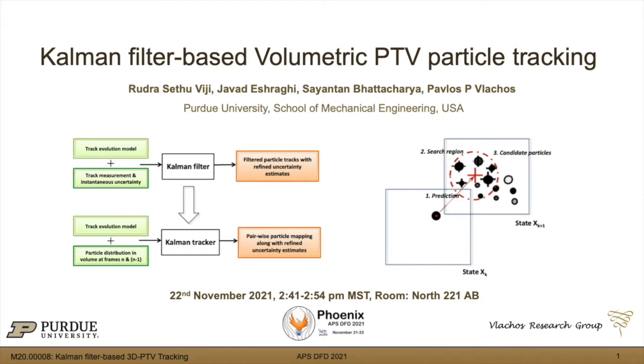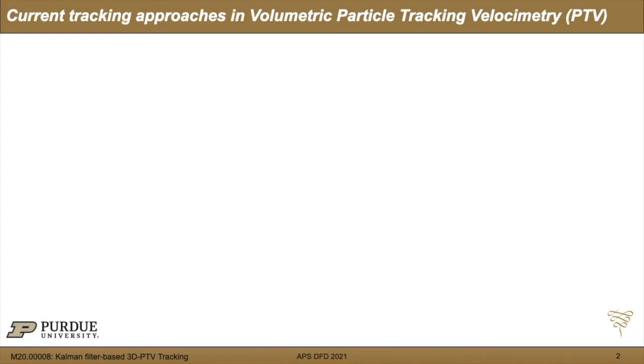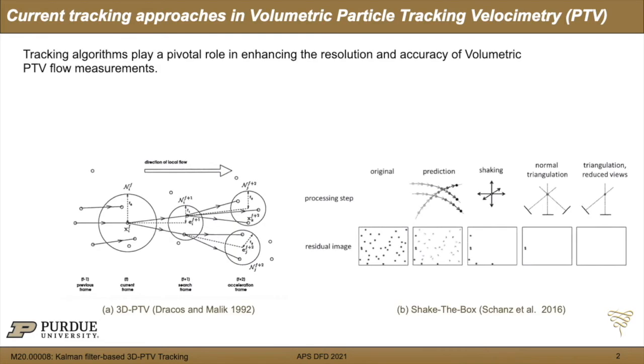Today I'll be presenting our work focused on developing a tracking algorithm for volumetric PTV based on Kalman filters. Volumetric particle tracking velocimetry is an optical flow measurement technique that measures velocity by tracking the motion of neutrally buoyant particles seeded into the flow. The measurement chain involves the application of tracking algorithms to resolve the motion of each tracer particle.